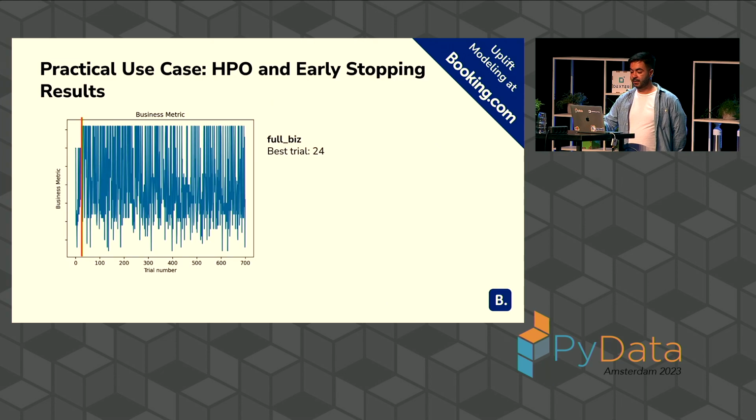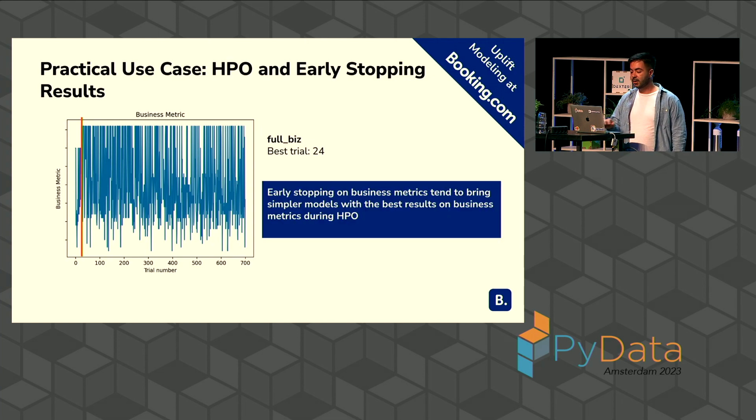All right. And now, how about the early stopping? Well, early stopping finds the best model in the very beginning of your trials. And this scared me a little bit. When I looked at these models, I saw that early stopping on the business metric tends to bring simpler models, with the best results on the business metric doing the hyperparameter tuning.